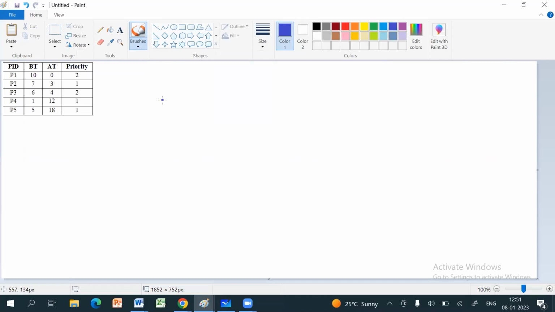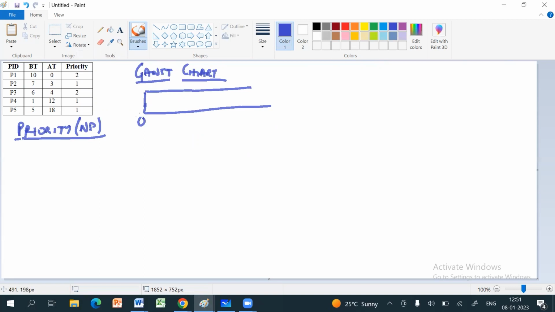Okay, so now again, priority non-preemptive. Mind you, we are in the priority non-preemptive version. Okay, so the Gantt chart for priority non-preemptive is something like this.